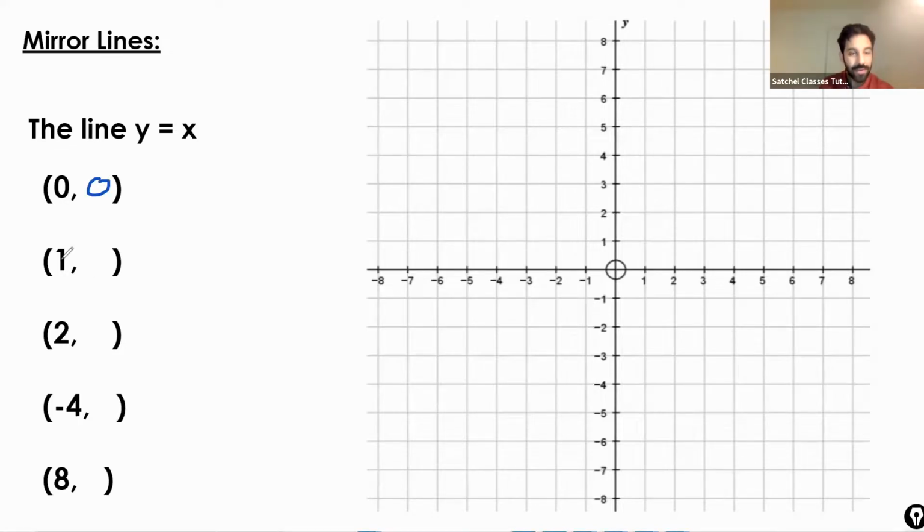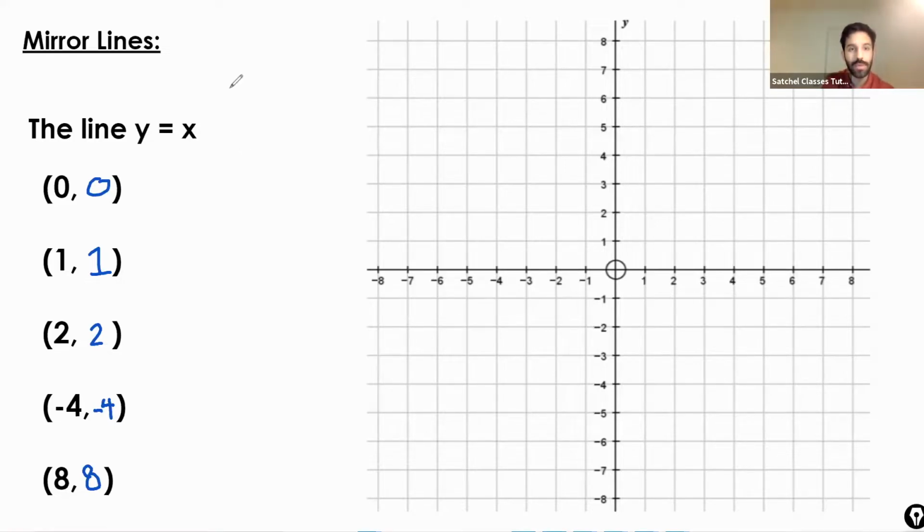Likewise here, if x is equal to 1, y will also have to be equal to 1. If x is equal to 2, y will have to be equal to 2. If x is equal to -4, y will be equal to -4. And if x is equal to 8, y will be equal to 8 as well. Right, this is the line y equals x. So whatever your x coordinate is, that will also be your y coordinate, or vice versa.